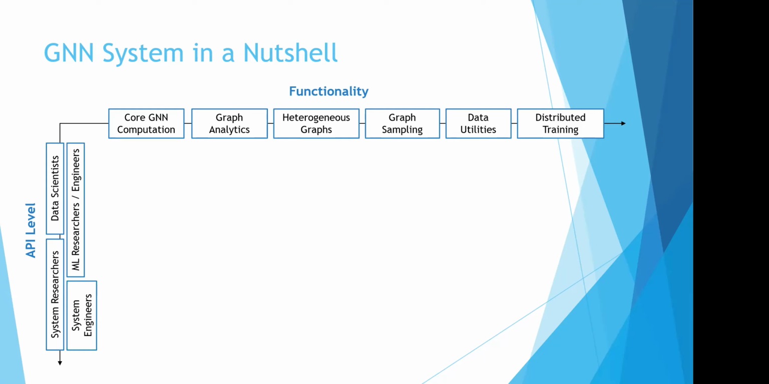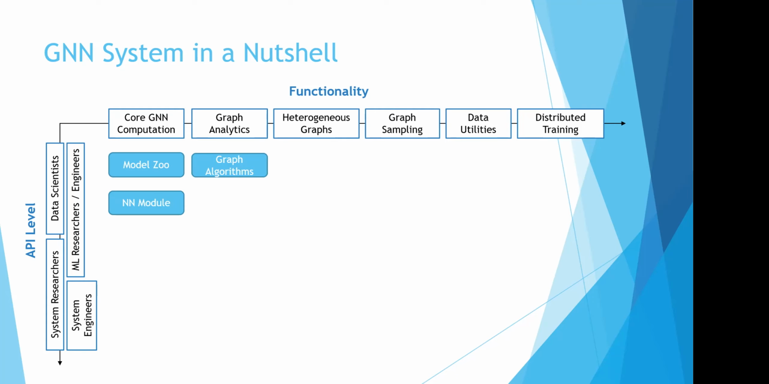So you can see there are 2 dimensions, and using these 2 dimensions, we can break down a GNN system and its APIs into a 2-dimensional space. For example, for high-level APIs, in terms of core GNN computation, we have model zoos and modules. For graph analytics, of course, we have graph algorithms. These APIs should provide functionality like random walk, shortest path, and so on and so forth.